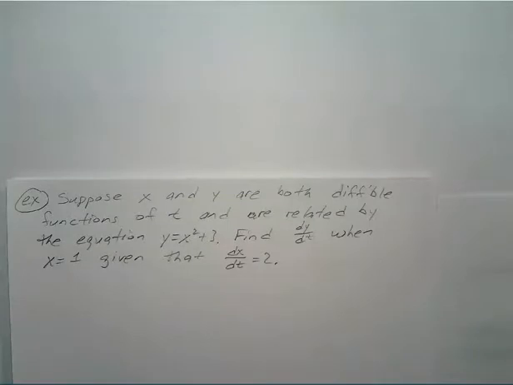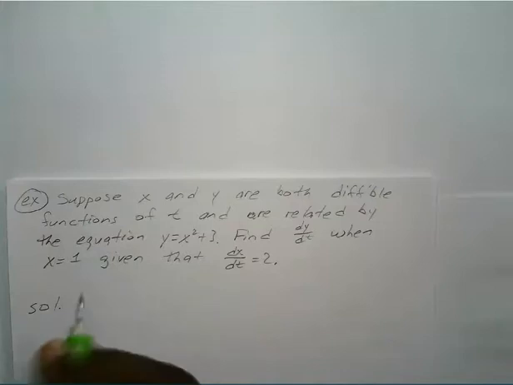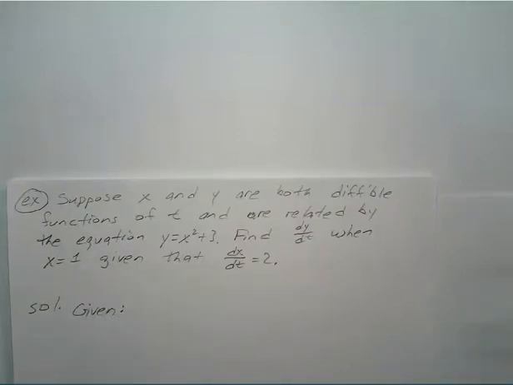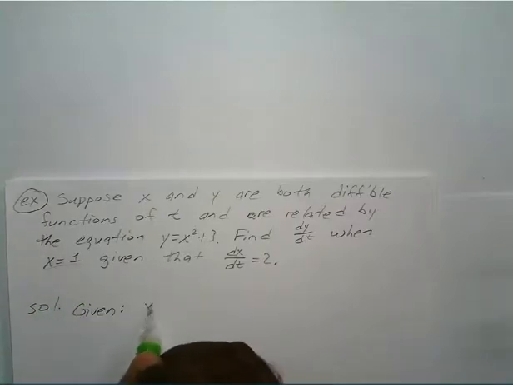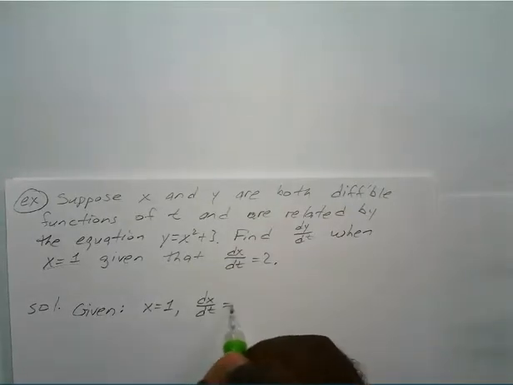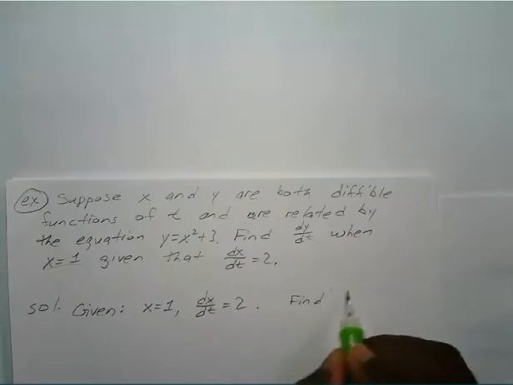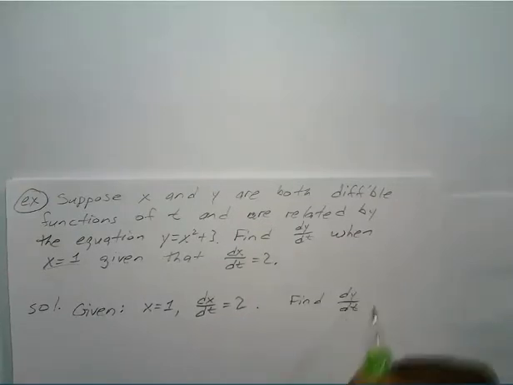All right. So to solve this one, we're going to look at what's given to us first. Okay, it's given that x is equal to 1 and dx/dt is equal to 2. And we want to find our dy/dt.